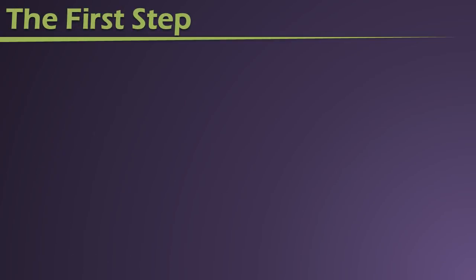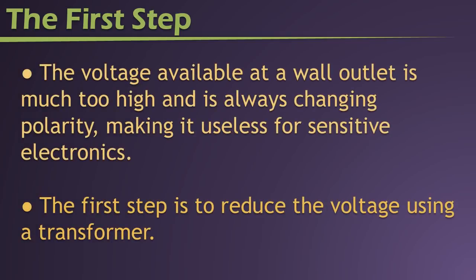So now we're gonna try to get into some of the design aspects and the steps you need to take in order to convert our AC from a wall outlet to that nice straight line DC that we saw 2 slides ago. So the voltage that is available and is provided at a wall outlet is really much too high, and it's always changing polarity, and the current is always changing direction because it's AC, and because of that, it makes it useless for sensitive electronics.